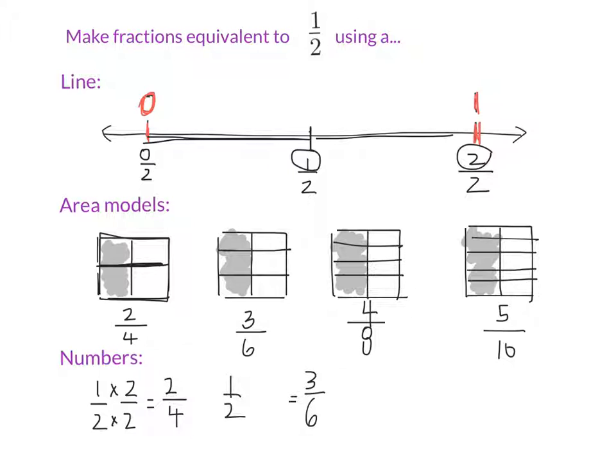Do you guys agree that 1/2 and 3/6 are equivalent? They have the same value? Yeah. Okay. How did I get there? How do I go from 1 in the numerator to 3 in the numerator? What do I need to do? I need to multiply 1 by 3. What about the denominator? I went from 2 to 6. How do I get from 2 to 6? I need to multiply the number 2 by 3.